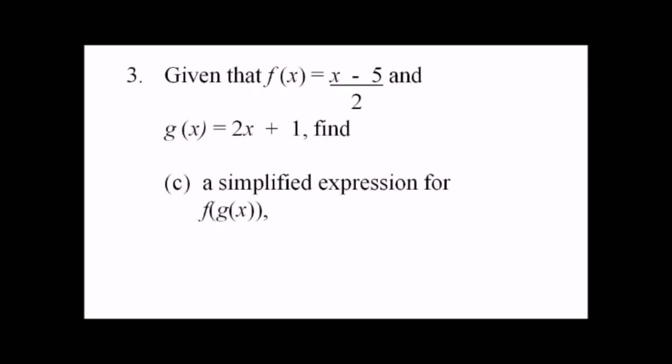Then we go on to c, same functions, find a simplified expression for fg(x). Again, a composite function, so you find and write an expression for g(x), 2x + 1, and then you substitute that into f(x). So for x, you put 2x + 1 into f(x), solve it, and simplify to get an expression, and that's it. A lot of algebra involved, but that's what you have to do. Work it quickly.